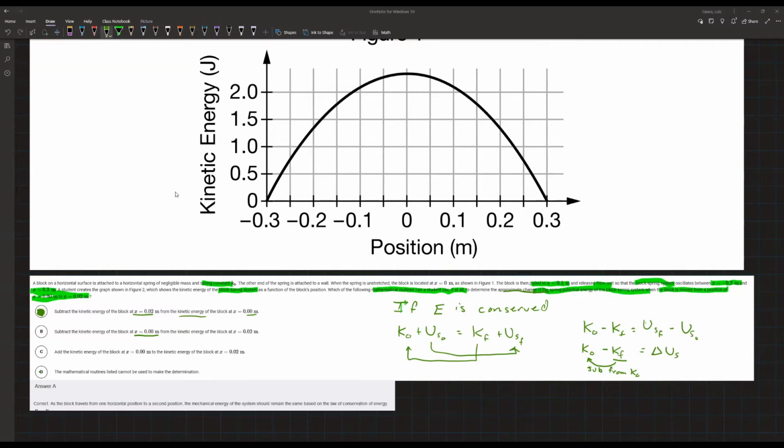Because here they say the mechanical energy of the system should remain the same. Like, how dare you? We need you to tell us this. We can't make that assumption right away. Here, because this answer fits really well with what we said, we can go ahead and go with answer choice A. But I could see where D might be a tantalizing option.